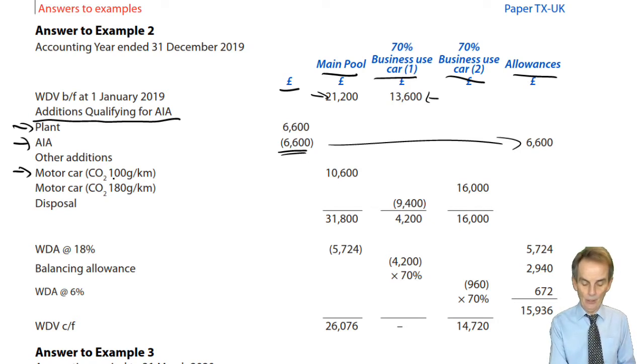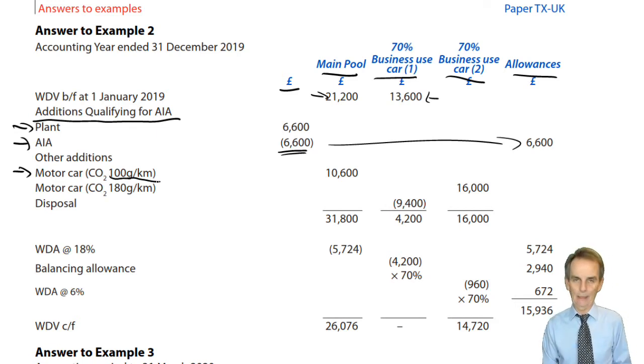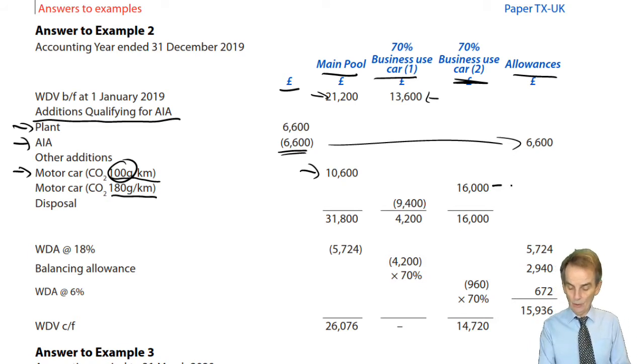We had a motor car at 100 grams per kilometre that had, yes, private use, but by an employee. So there's no private use issue for capital allowance purposes for the business, for the proprietor here. Because of the CO2 emissions being not more than 110 grams per kilometre, we place that figure into the main pool. The other motor car was 180 grams per kilometre, but that's why we set up this column here. It has, again, private use by the proprietor. So into its own separate column, £16,000.